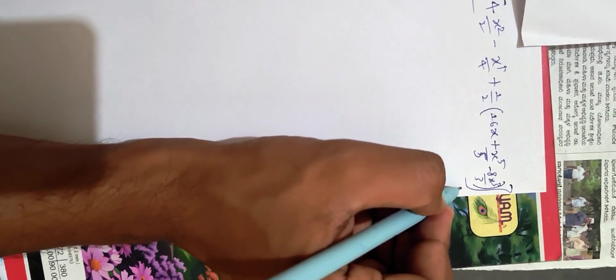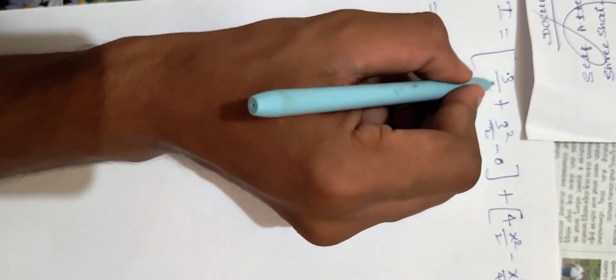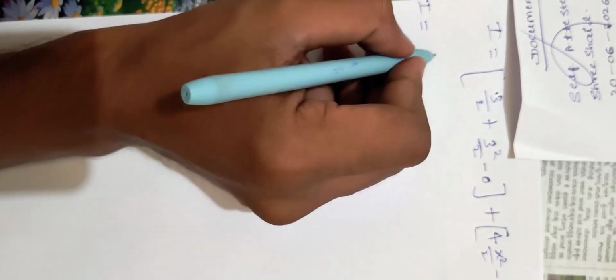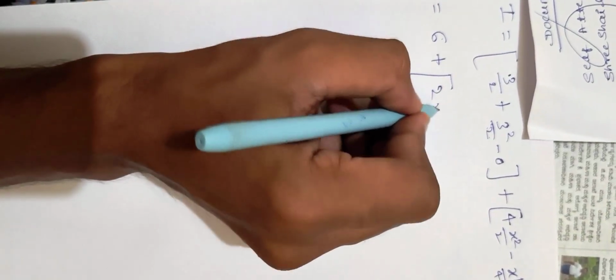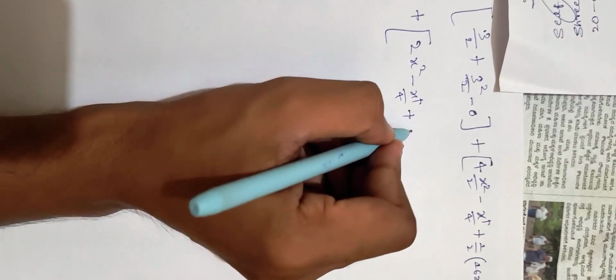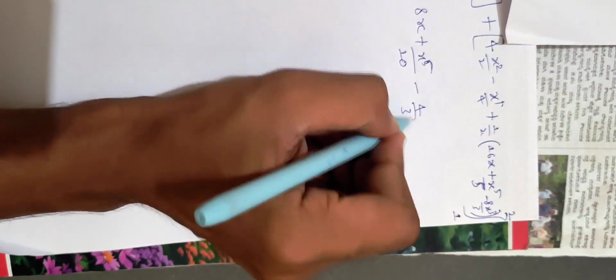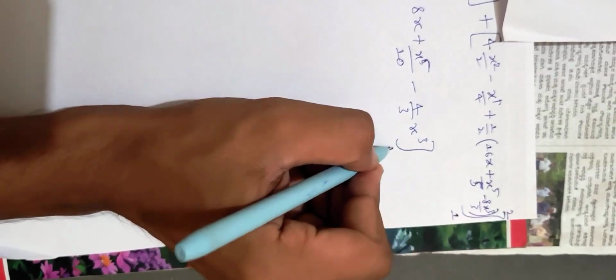What are the limits of x here? 1 to 2. So simplify this. So 9 by 2 plus 3 by 2, that is 12 by 2, that is 6, plus 2x square minus x raised to 4 by 4 plus 8x plus x raised to 5 by 10. Multiply 1 by 2 to the inside terms. So that is minus 4 by 3 x cube, within the limits 1 to 2.